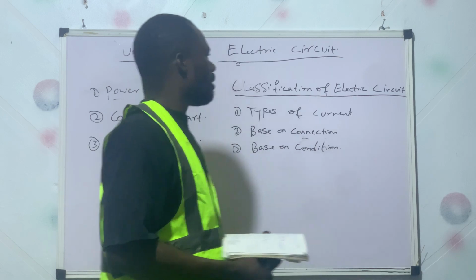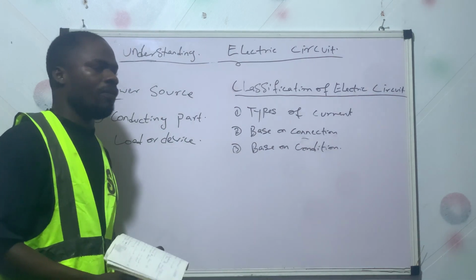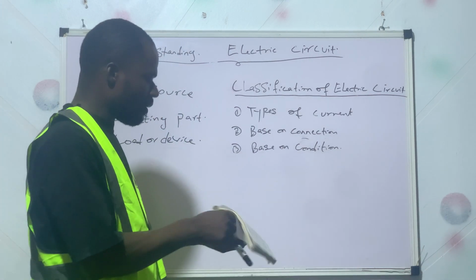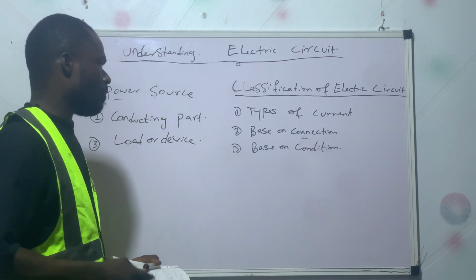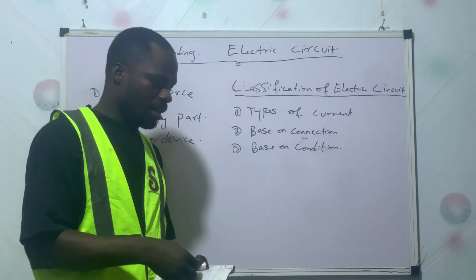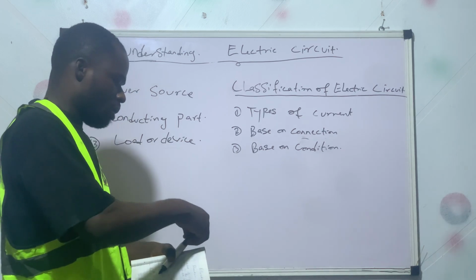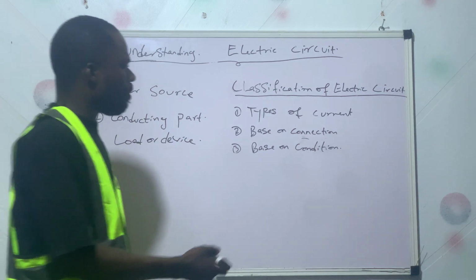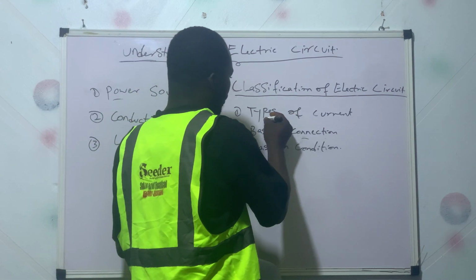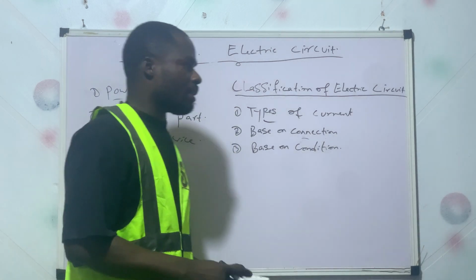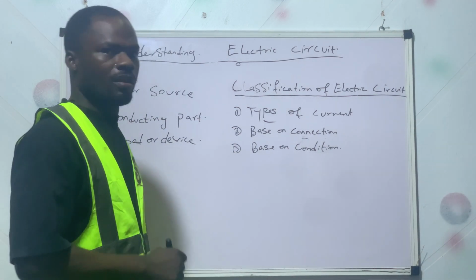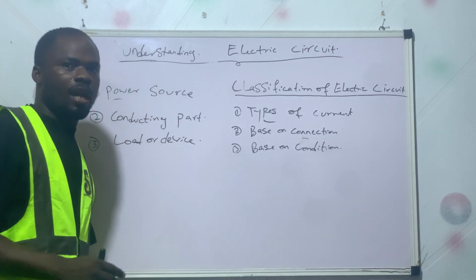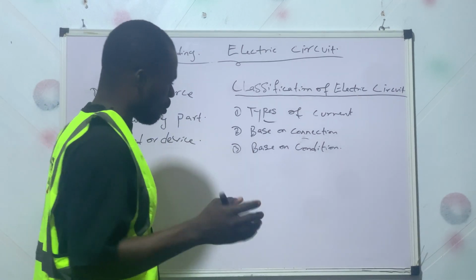Now, moving forward, let's look at the classification of electric circuits. Electric circuits can be classified in three main categories. There are three main classifications of electric circuits. Number one is types of current. You may classify electric circuits based on the type of current, and we have two major types of electric current.